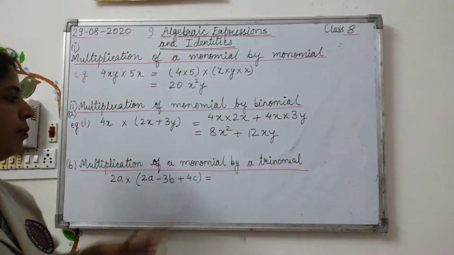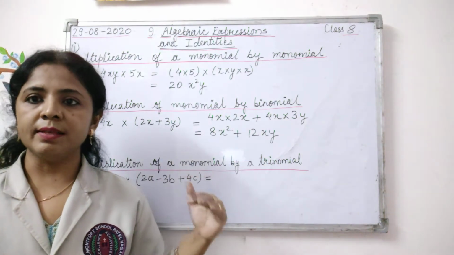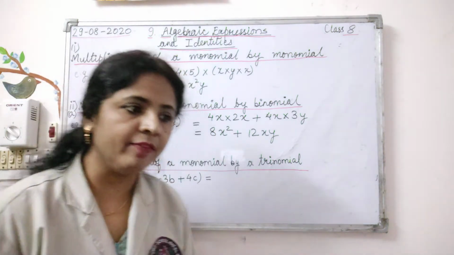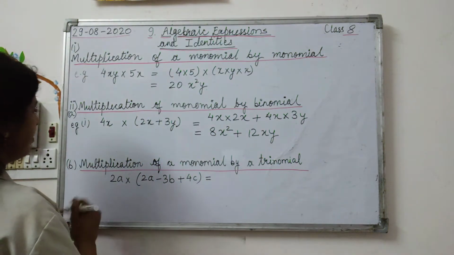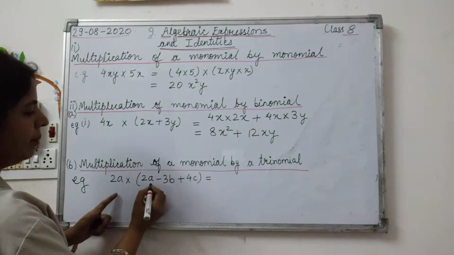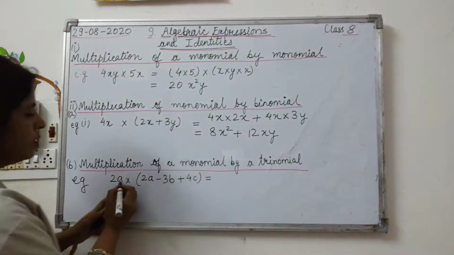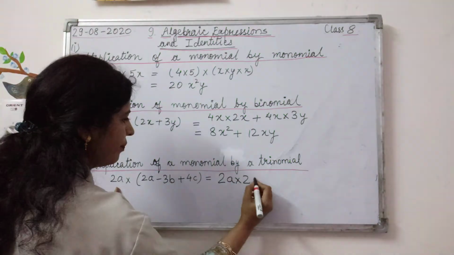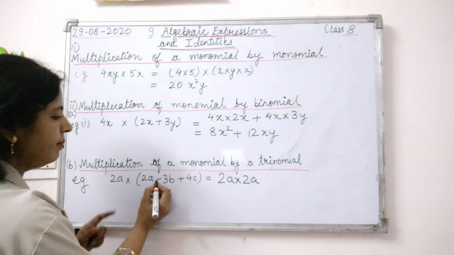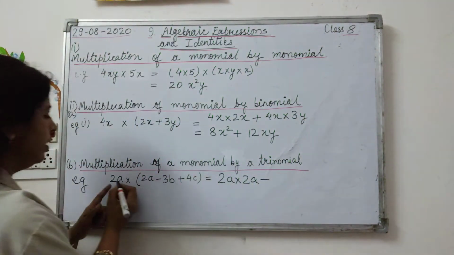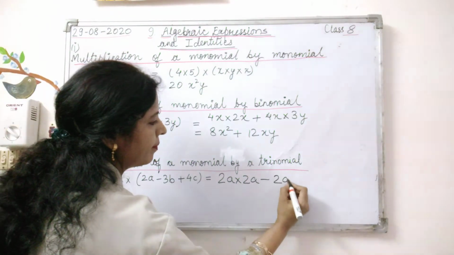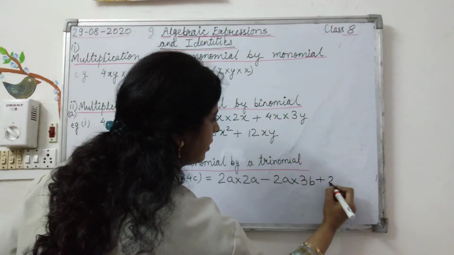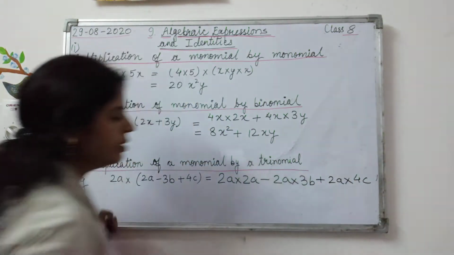Now how to multiply a monomial by a trinomial? Using similar steps and the distributive property, again we can multiply. See, let us take this example: 2a multiplied by 2a minus 3b plus 4c. So one by one we will multiply 2a. First we will multiply 2a with 2a. Whatever is the sign between, we have to write that sign in between. 2a then multiplied by 3b, plus 2a then multiplied by 4c. This is how you have to do.